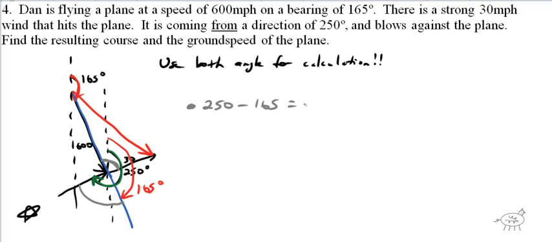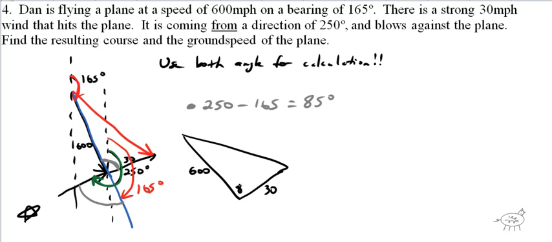Okay? And that gives me 85 degrees. And so that means that's the angle inside. So now, let me redraw this picture here. This, and this. Okay, so this is our 600. This is our 30 mile an hour wind. And then this angle here is 85 degrees. And I'm looking for x.